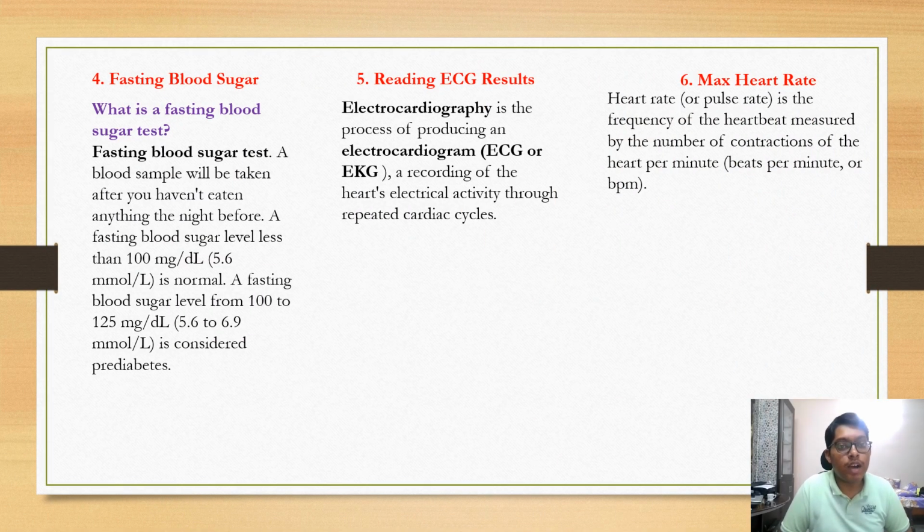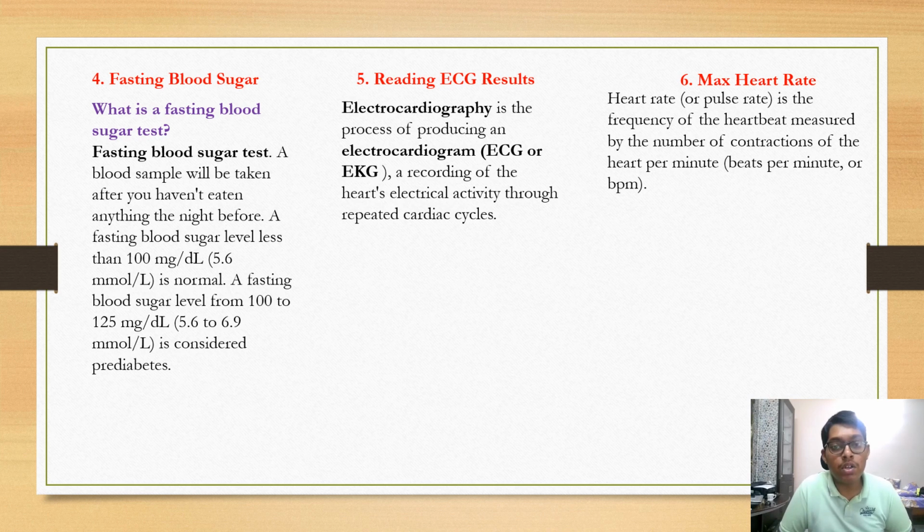Next one is fasting blood sugar. What is a fasting blood sugar test? In a fasting blood sugar test, a blood sample will be taken after you haven't eaten anything the night before. A fasting blood sugar level less than 100 is normal, and a level of 100 to 125 is considered pre-diabetes.